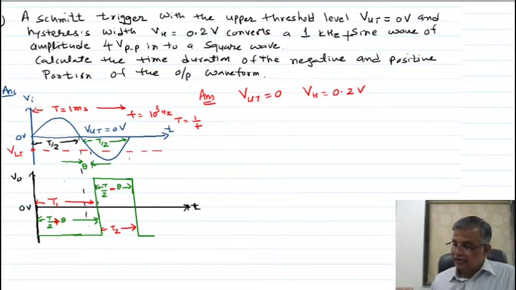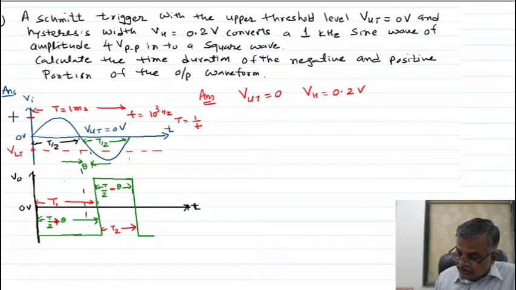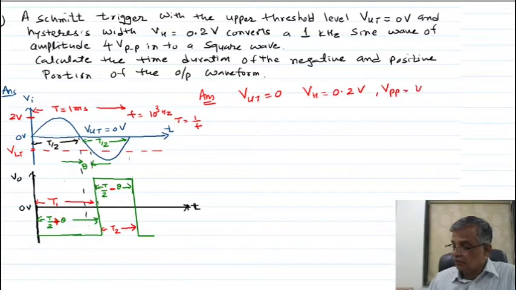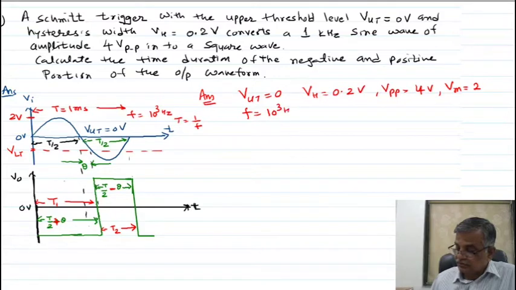So you apply a sine wave of 4 volt peak to peak. So this voltage is 2 volt. V peak to peak, they have given 4 volt. So V maximum is 2 volt. Frequency they have given 1 kilohertz. So I can write periodic time is 1 millisecond.